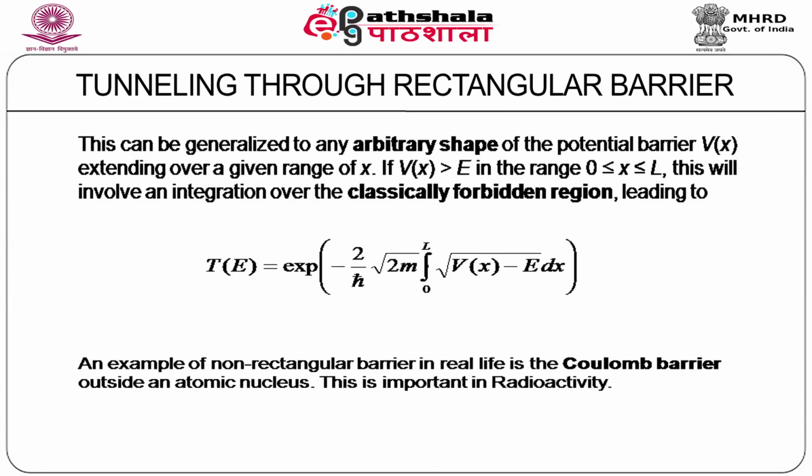An example of a non-rectangular barrier in real life is the Coulomb barrier outside an atomic nucleus. Now, the Coulomb barrier is very important in studying radioactivity, that is, the emission of alpha particles from a radioactive nucleus is a result of tunneling through a Coulomb barrier, and we are going to study this problem in some detail.